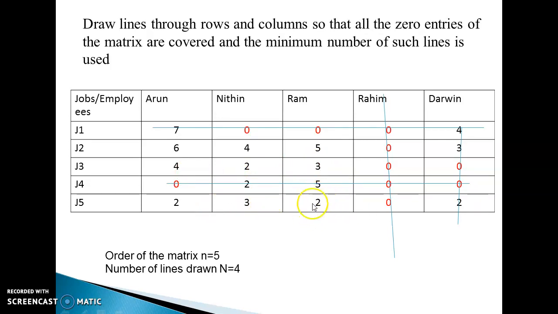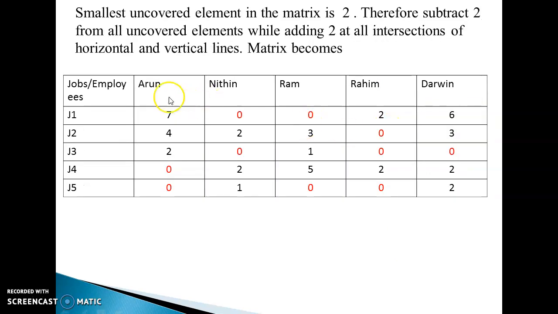So you deduct these 2 from the uncovered ones, and this covered you write as it is, and at the intersection point you add this 2. That is first row, this is covered here, that is 7, 0, 0, it remains as it is. But what about this 0 and 4? So here it is an intersection point, so we need to add, that is it will become 2 and 6, that is 7, 0, 0, 2 and 6.